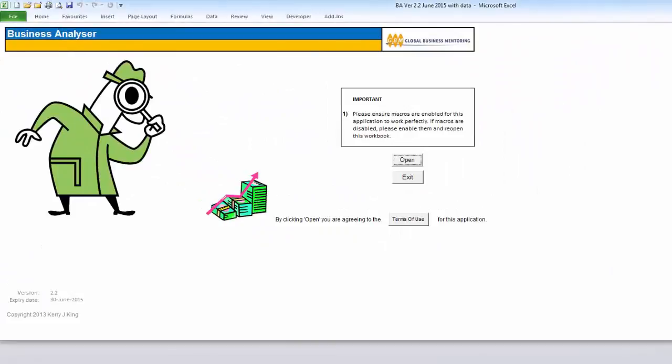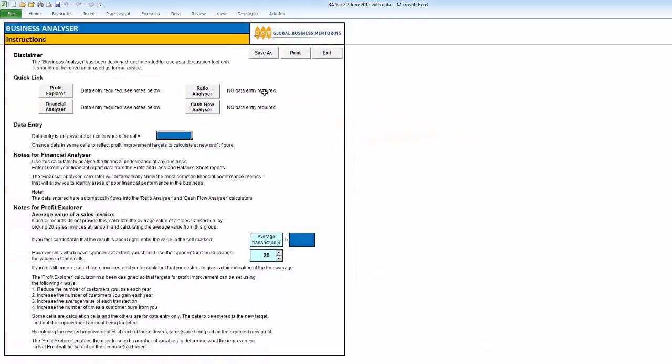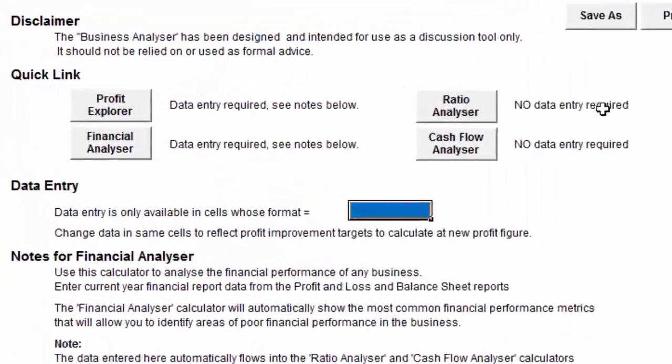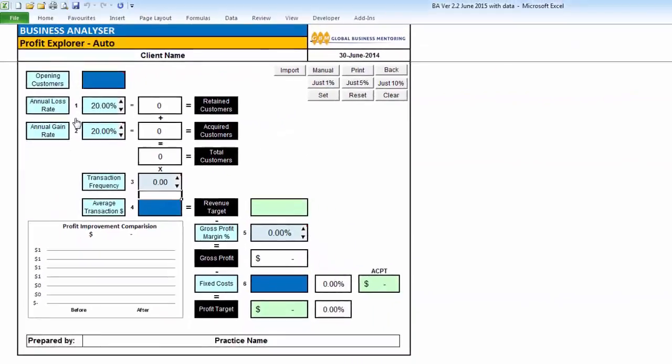This is the home page of Profit Explorer, and we access the financial models through the open button. And we go straight to the instructions page, and you can see the quick link panel of access buttons, and Profit Explorer is in the top left. And this brings us the auto version of Profit Explorer.